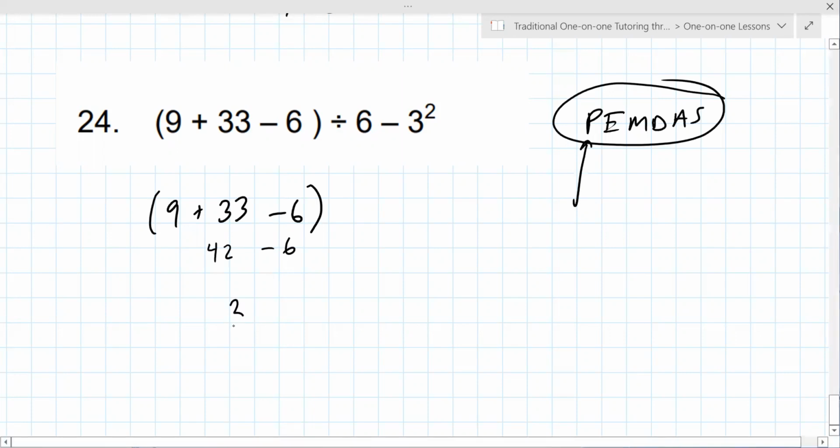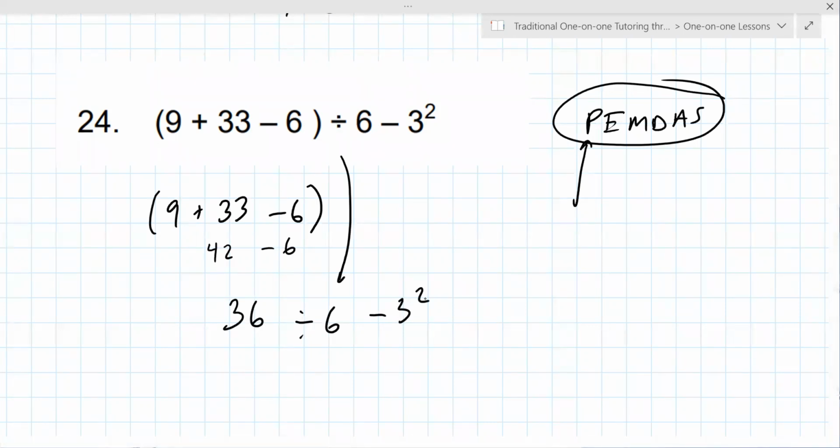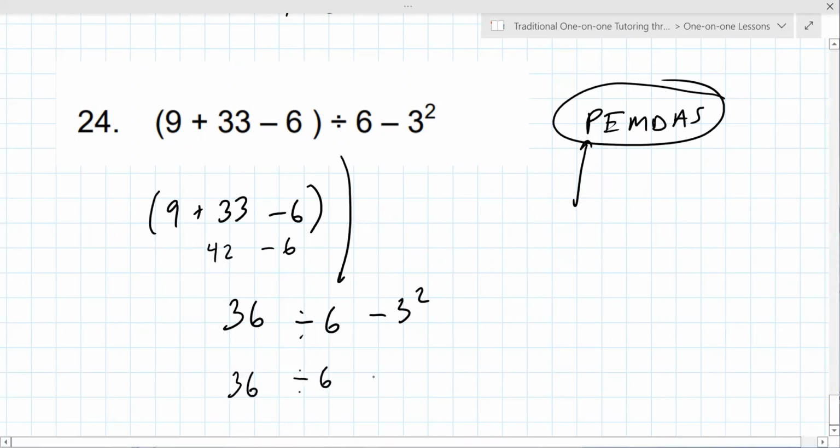36. Good. And then you bring this other stuff down, divided by 6 minus 3 squared. And then you do the 3 squared. So that would be 3 times 3 times 3, could be 27. And then you do 36 divided by 6. 3 squared is 3 times 3. You said it right, but then I think you wrote down the wrong number.